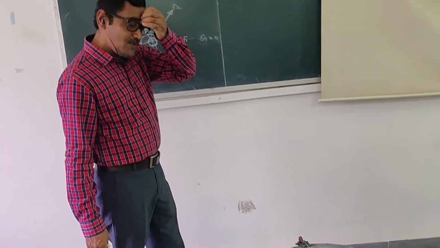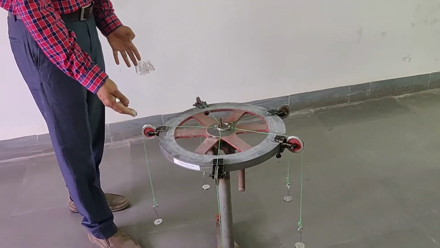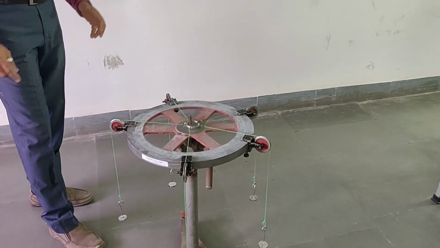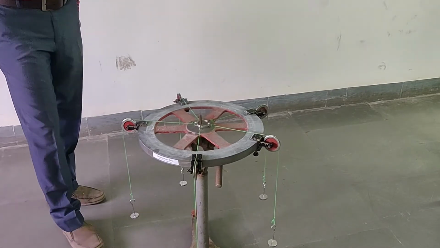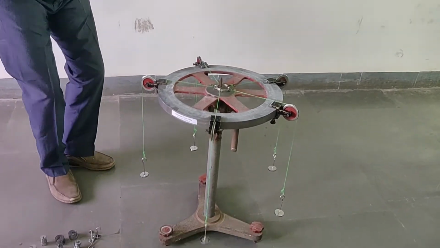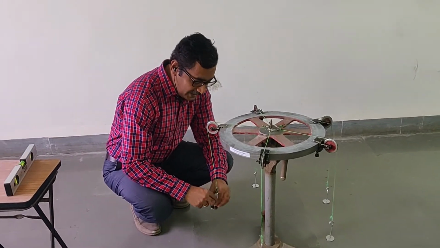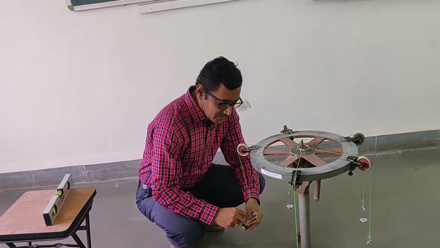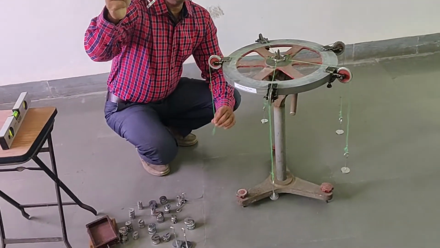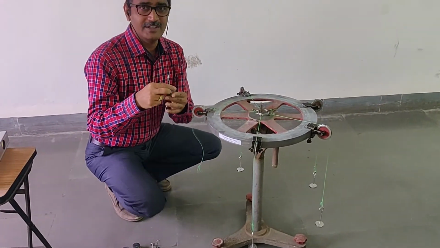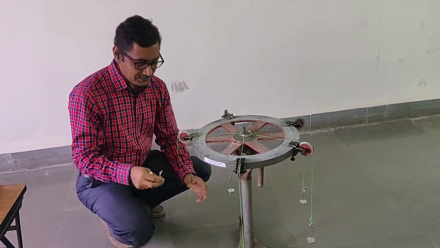Now, I am applying the forces by using this thread and the pulley, and I am creating this force system which keeps the ring in equilibrium. So let's apply the forces. At the end of this thread there is one hook, and at the end of the hook this weight is applied. This weight is 50 gram, total 50 gram including the weight of this hook.